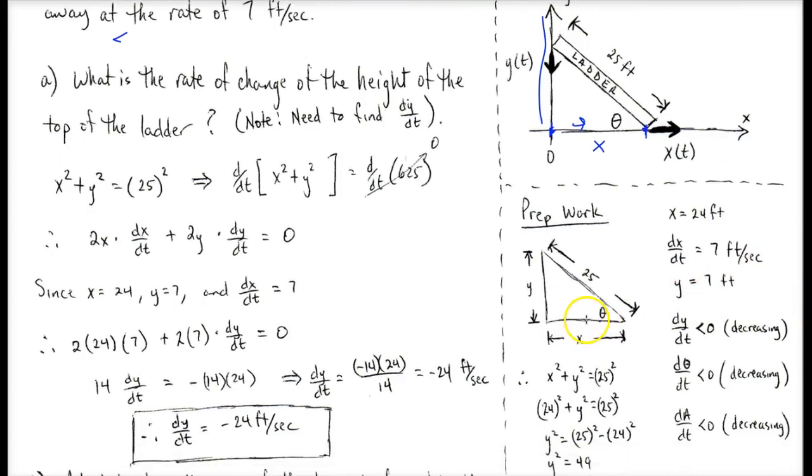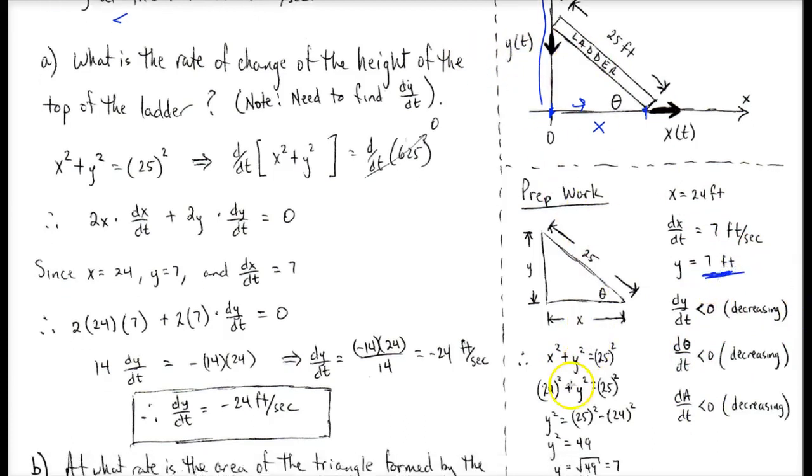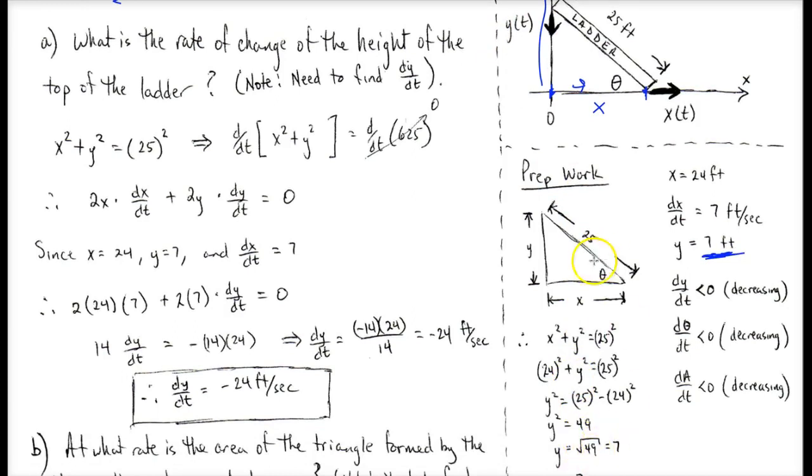We also see here that since we know what x is, and we know the length of the ladder, that is how we're actually finding y. So that's what all this work here is for. The problem initially gave us this information and then this information, and we can find out what y is.